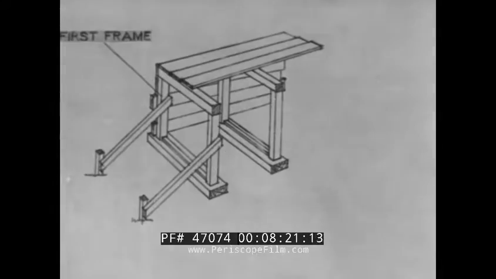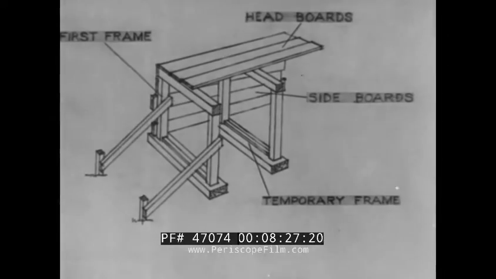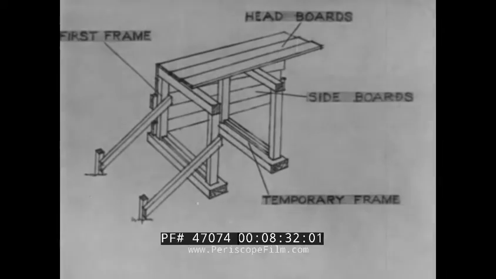Here is the heading again. First frame with headboards and sideboards supported by the temporary frame. This is about 18 inches in front of the first frame and the next permanent frame will be the same distance beyond it.